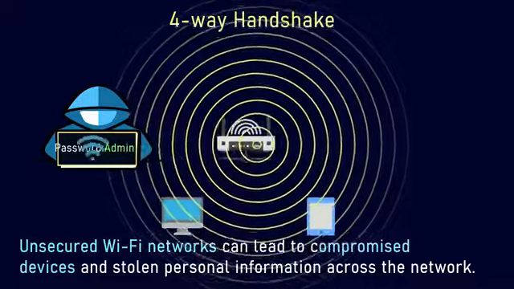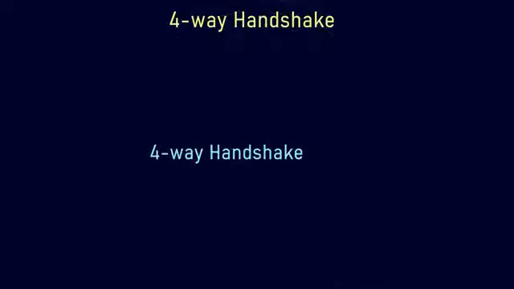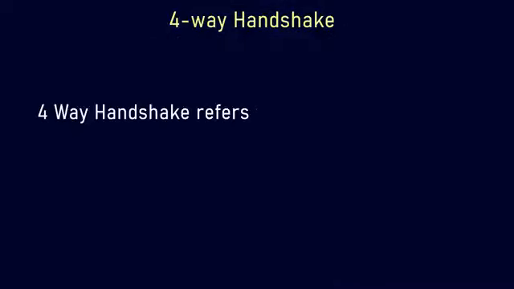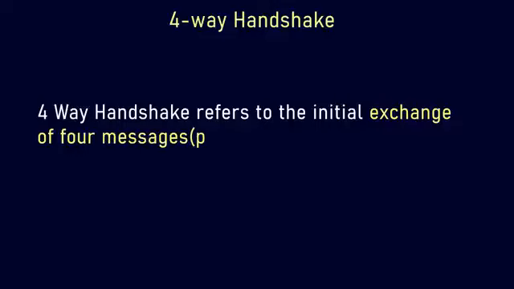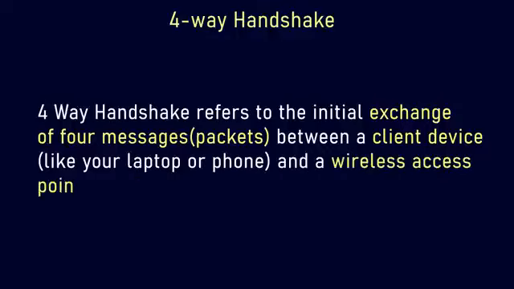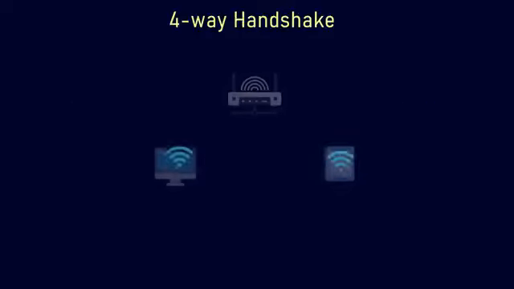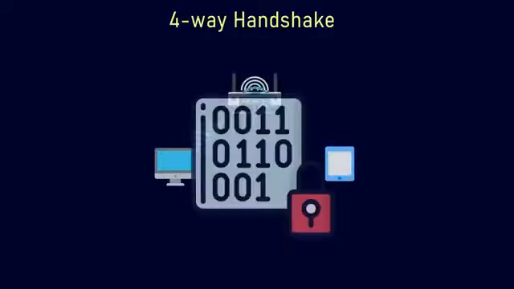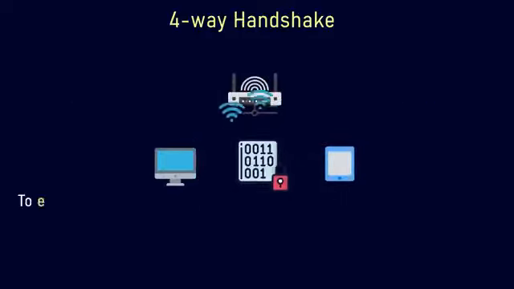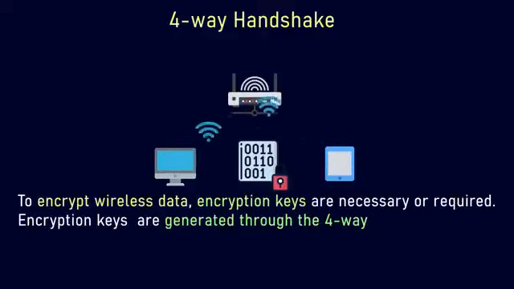As we have seen in the previous video, data can easily be intercepted. This is where the four-way handshake comes in. It refers to the initial exchange of four packets between a client device like your laptop or phone and a wireless access point you are trying to connect to. As we discussed in the cryptography section, keys or encryption keys are used to encrypt data, right? So to encrypt wireless data, we need encryption keys. The four-way handshake is the process of generating encryption keys.